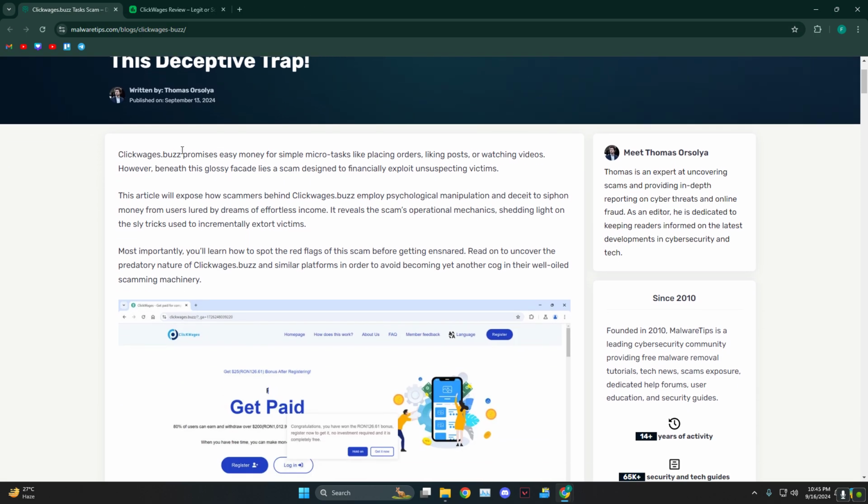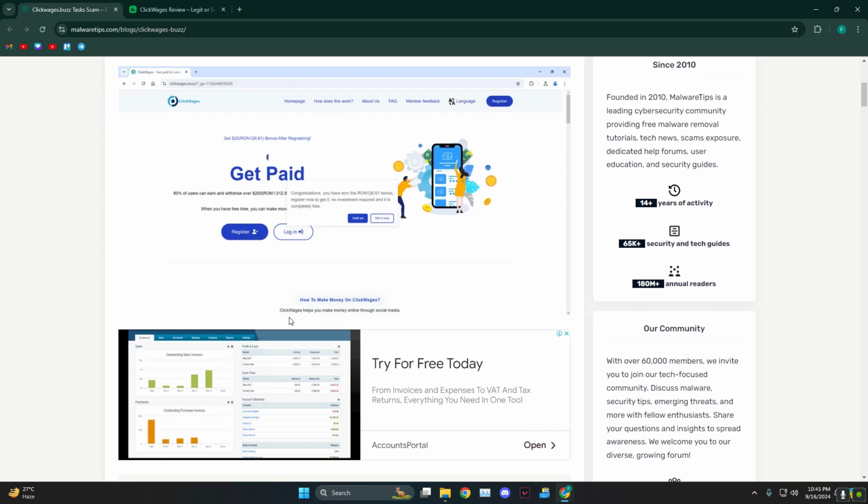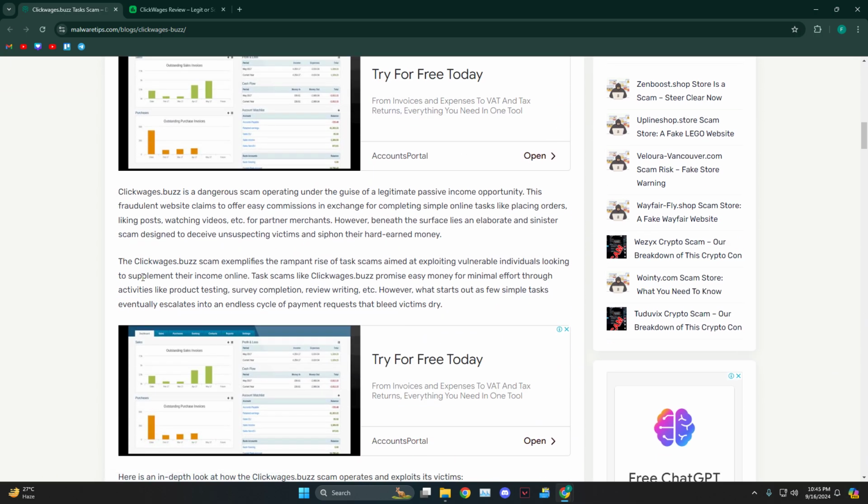Next up, as you can see, it promises easy money. Again, anything that promises you easy money is a scam. Okay, let's just start from there. And then as you can see, things like that, it is a dangerous scam operating under the guise of a legitimate passive income opportunity. This is a fraudulent website, but you know, there's a lot of scams involved.